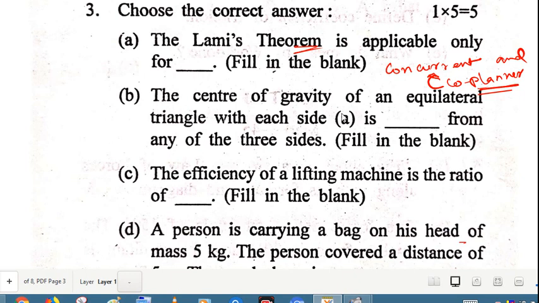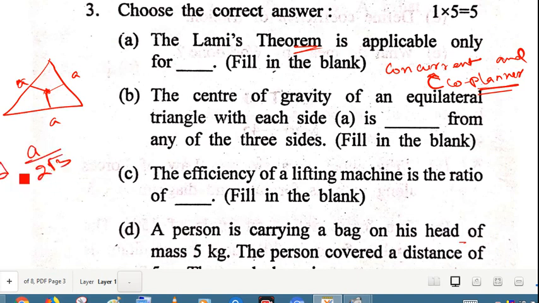The next question they are asking, the center of gravity of an equilateral triangle with its side A is from any of the 3 sides. If this is your equilateral triangle, that means all the sides are equal and the side is A. So this is the center of gravity. Now we have to find out the distance from here to here from all the sides. This is nothing but A by 2 into root 3. So here it will be filled up by A by 2 into root 3.